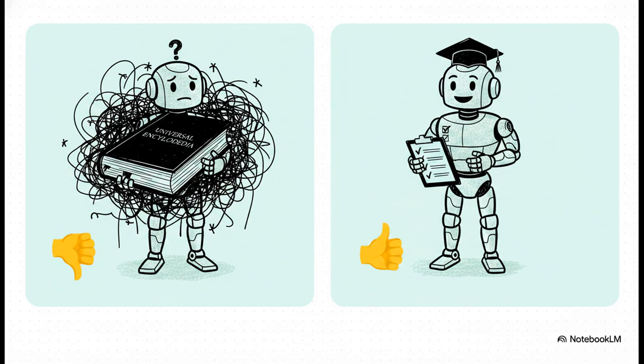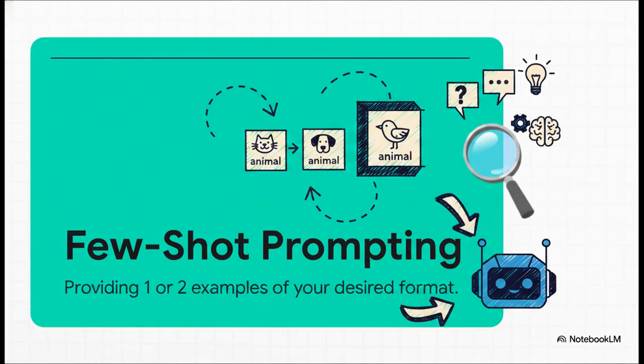Now compare that to a specific, high-quality prompt. Summarize the major causes of World War II in 5 bullet points for high school students. Look at those brilliant constraints. We gave it a precise topic, a highly specific format with those 5 bullet points, and a target audience. Night and day difference. Let's move to our next technique, which is few-shot prompting. And hey, don't let the technical name intimidate you.